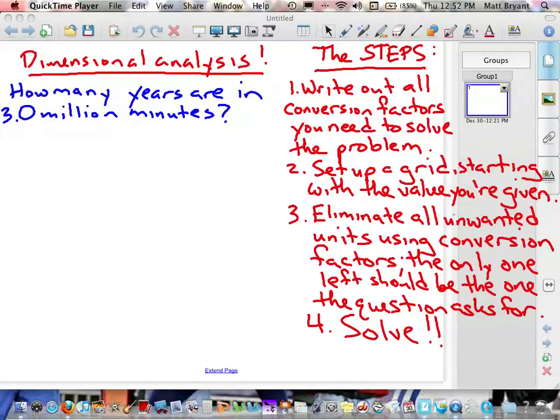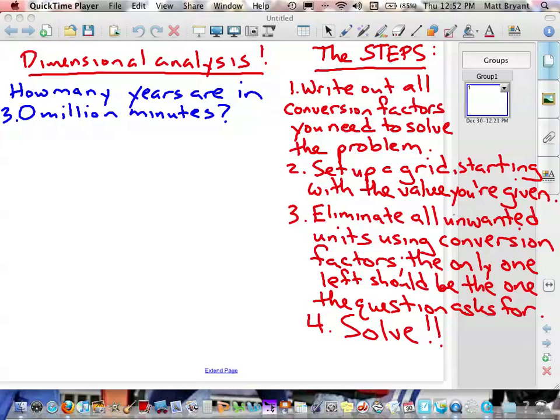Welcome to Chemistry Podcast. Today we're going to learn about dimensional analysis, which is a very key item when you're doing molar conversions. As you notice, we've written down the steps on the right-hand side.